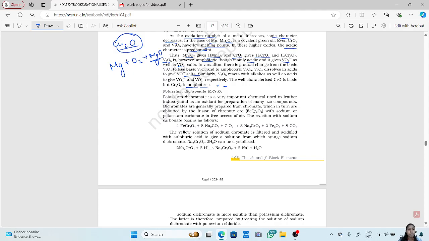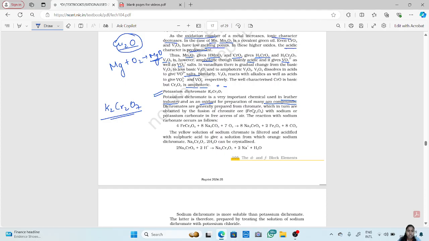Now, first we will see the preparation of potassium dichromate. Potassium dichromate is K2Cr2O7. Potassium dichromate is a very important chemical used in the leather industry, for the formation of leathers. It is also used as an oxidant. It is an oxidizing agent for the preparation of many azo compounds.